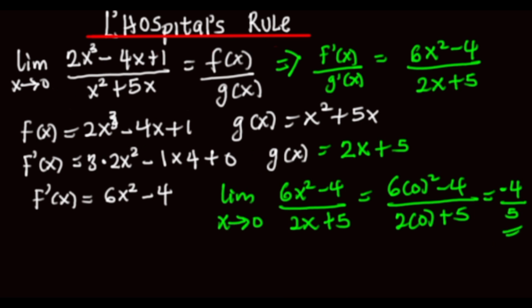What's actually happening here is that I differentiate the numerator and the denominator, then I use direct substitution on the derivative of the function. After finding the derivative, we have 6x squared minus 4 for the numerator, and for x squared plus 5x we have 2x plus 5. If I substitute the value here, I'm going to have the answer to be minus 4 divided by 5. That's the answer. Now let's go ahead and solve another question.